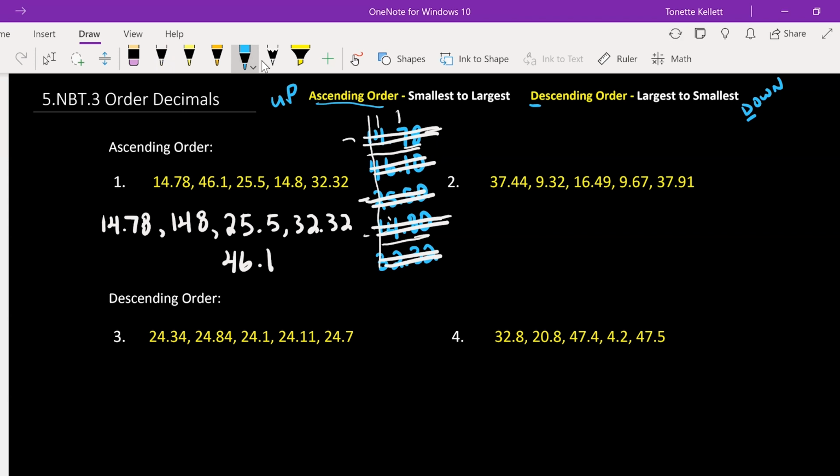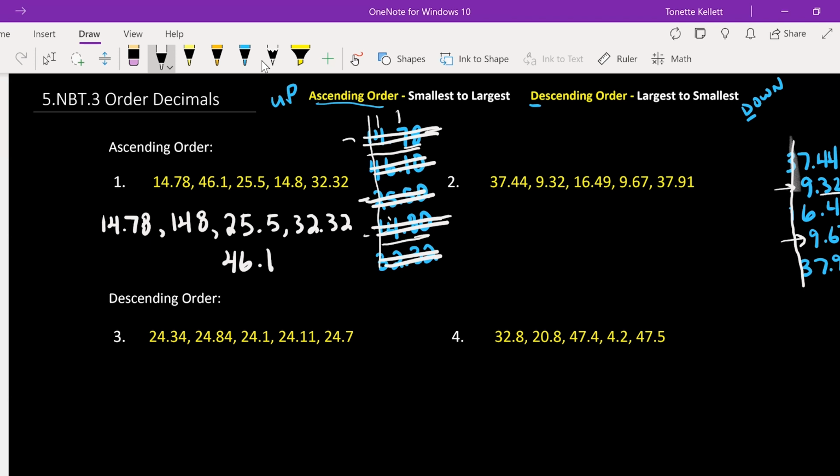I'll move it over a little bit farther this time. We have 37 and 44 hundredths, 9 and 32 hundredths, 16 and 49 hundredths, 9 and 67 hundredths, and 37 and 91 hundredths. I'm going to compare these. I have a 3, a 3, a nothing, a 1, a nothing, and a 3. So my two smallest ones are the 9s.